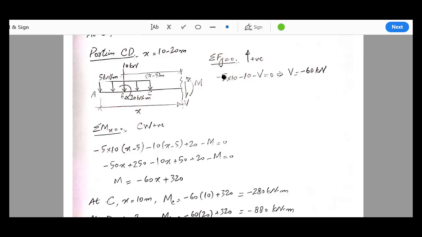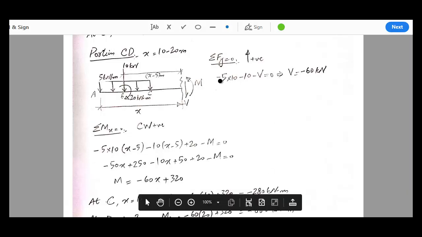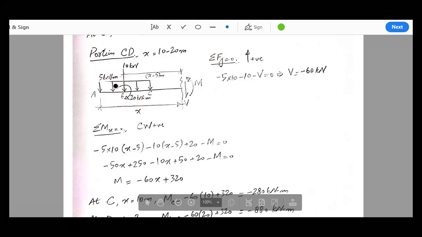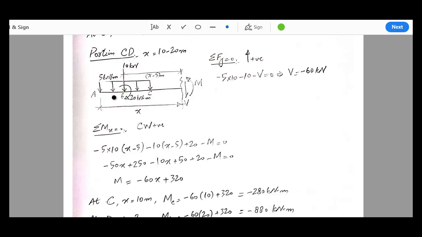Now if we apply sigma Fy equal to 0, we get minus 5 into 10, which is the magnitude of the UDL acting in the downward direction, minus 10, which is this force acting in the downward direction, and minus V acting in the downward direction. If we rearrange this, we get V equal to minus 60 kilonewton. There is no x involved in this equation, which means the value of shear will remain constant throughout this portion. So we do not need to calculate the value of shear separately for point C and point D.